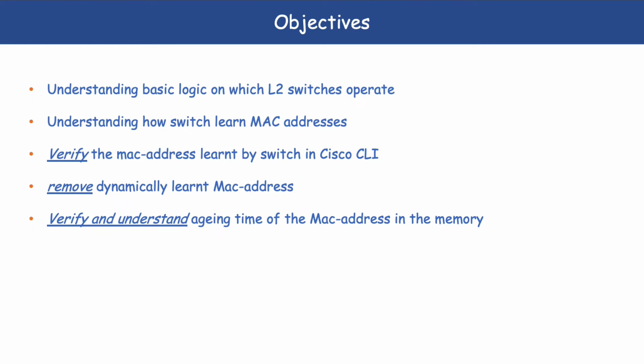The objectives for today's session are: we'll understand the basic logic on which layer 2 switching operates. We will learn how the switch learns the MAC address and forwards the frame to that particular port only. Then we are going to verify the MAC addresses learned by the Cisco switch in the Cisco CLI. We will understand how we can remove these dynamically learned MAC addresses, and in the end we are going to learn how to verify and understand the aging time of the MAC address in the memory of the device. So let's get into it.